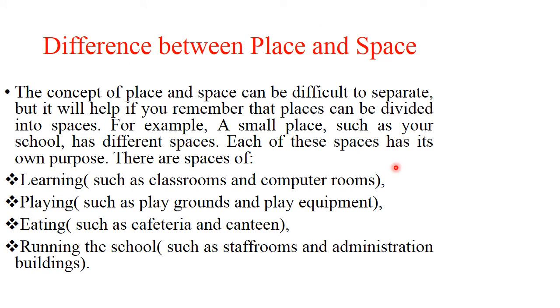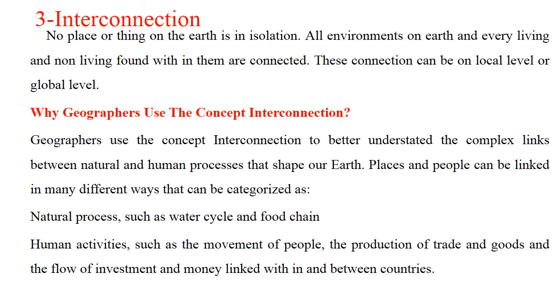Difference between place and space. The concepts of place and space can be difficult to separate, but it will help if you remember that places can be divided into spaces. For example, a small place such as your school has different spaces. Each of these spaces has its own purpose. There are spaces of learning, playing, eating, running, and building, such as classrooms and computer rooms, such as playgrounds and play equipment, such as cafeteria and canteen, such as staff rooms and administration.